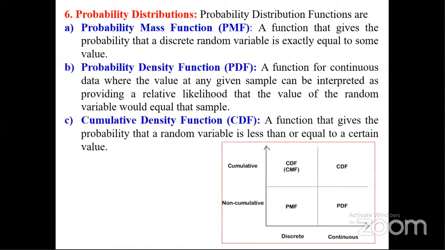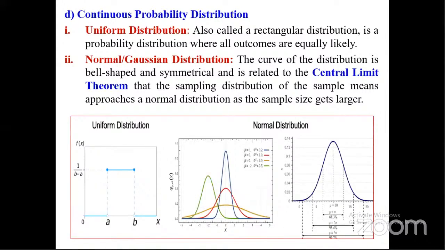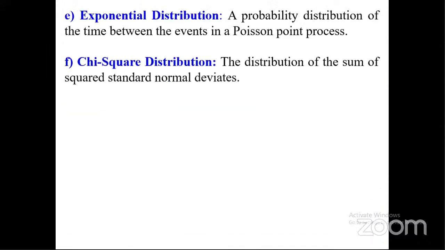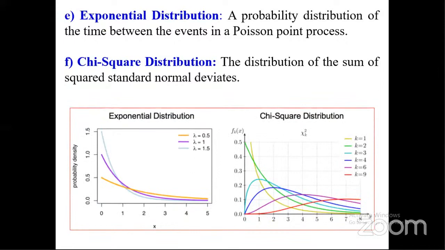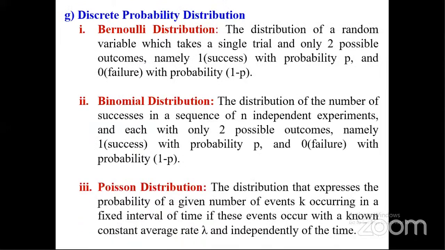And for the probability distribution, we are using three methods: PMF, PDF, CDF. Probability mass function, probability density function, cumulative distribution function, etc. Then for continuous probability distributions, we are using uniform distribution, normal Gaussian distribution, and Poisson distribution. Okay, exponential distribution, chi-square distribution. Why are we using the chi-square distribution? It is the distribution of the sum of squared standard normal deviates. For that purpose, we are using chi-square distribution. For discrete probability distributions: Bernoulli distribution, binomial distribution, Poisson distribution.